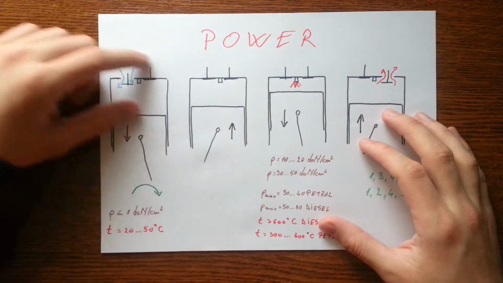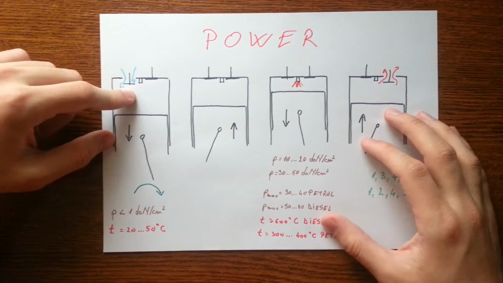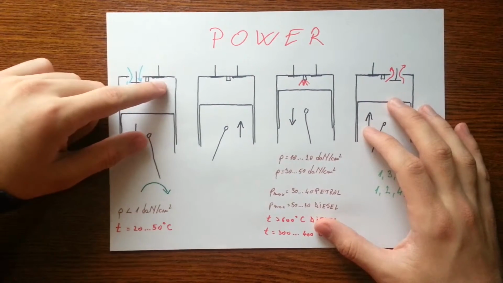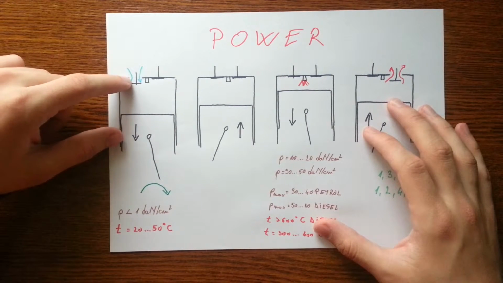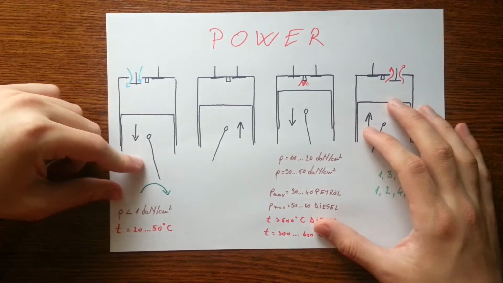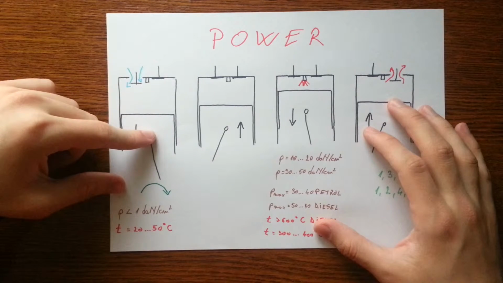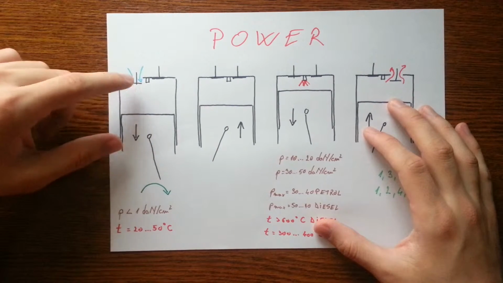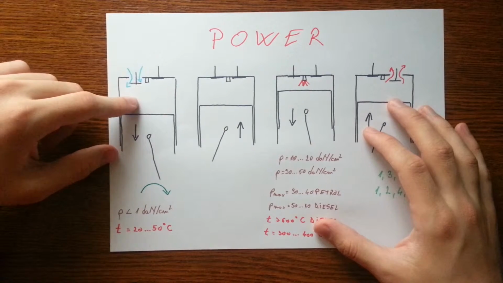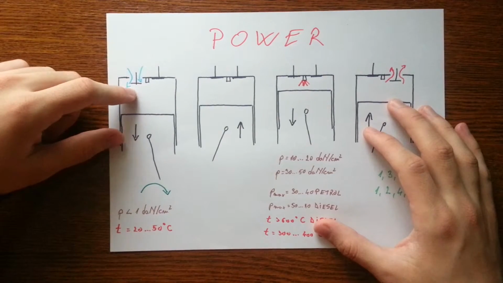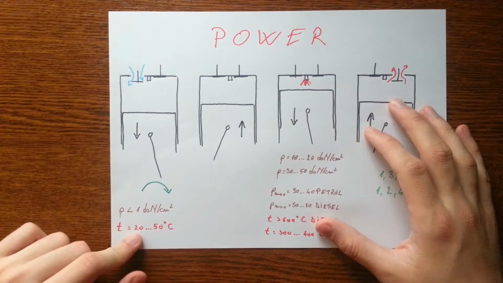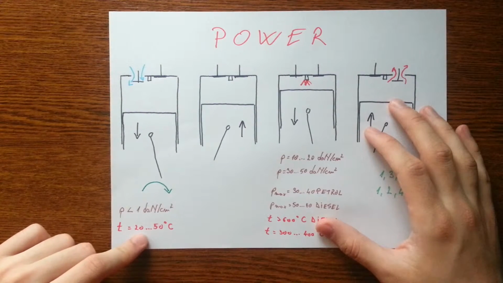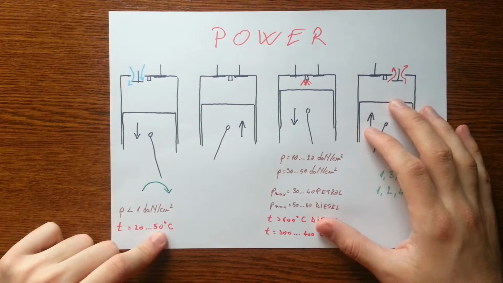The cycle starts with the intake stroke. With the exhaust valve closed and the intake valve fully open, the downward movement of the piston sucks fuel mixture into the cylinder. The mixture enters through the intake valve, which has been opened by the camshaft turning. On this stroke we have a pressure under 1 bar and the temperature around 20 to 50 degrees Celsius.